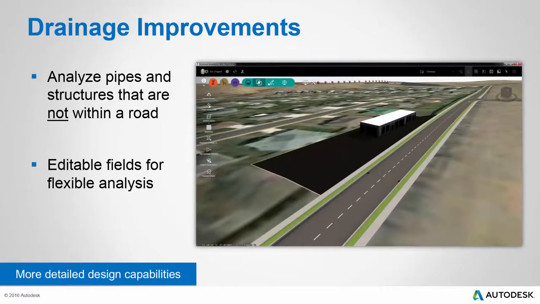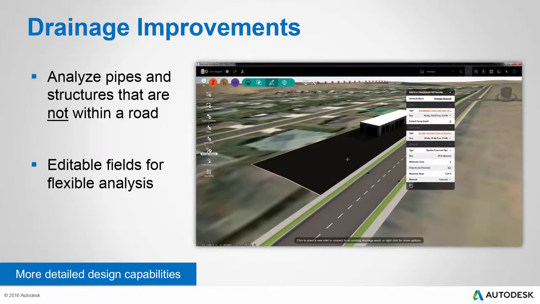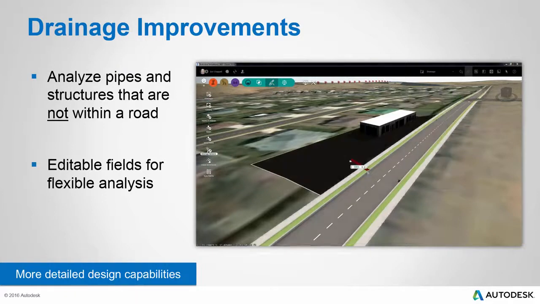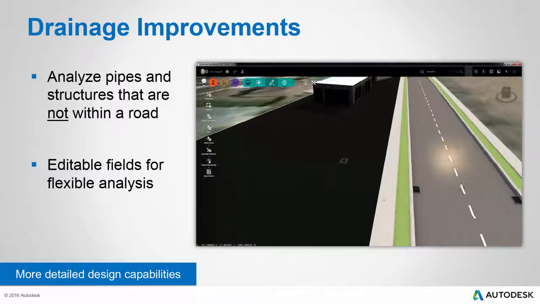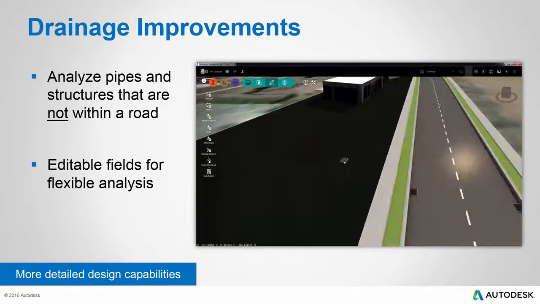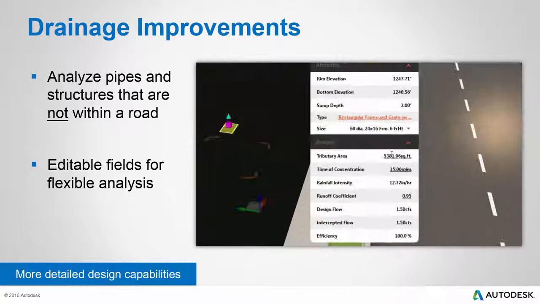There's even more to talk about with the drainage design functionality of InfraWorks 360. You'll notice that we're adding an inlet and pipe that is actually off the road surface. It's in this parking lot area. We now have the capability with this latest release to analyze pipes that are not within the road surface. And what makes that possible is the ability to edit some of the fields that we couldn't edit before, like tributary area, time of concentration, and runoff coefficient. And here you can see that it's using the numbers that we enter, looking at the rainfall data, and choosing a rainfall intensity for this particular inlet that's leading into the pipe.